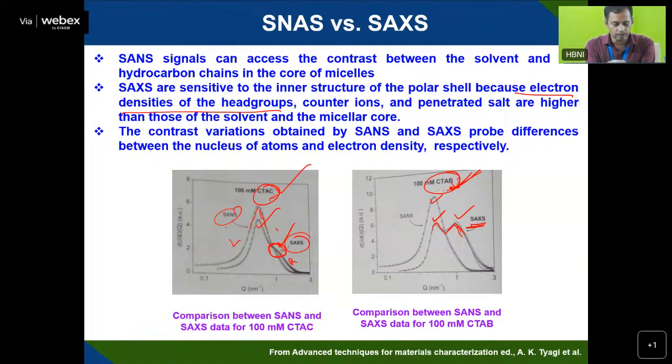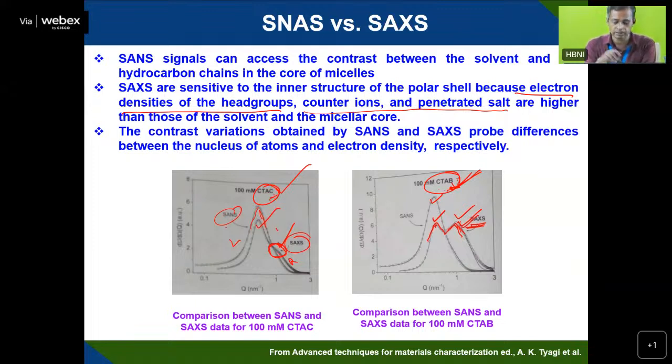So the SANS signal can assess the contrast between the solvent and the hydrocarbon chain in the micelles, like the hydrocarbon chain as well as the bromine and chlorine. That contrast it can measure. In the case of SANS, only the hydrocarbon chain is visible, but SAXS is sensitive to the inner structure of the polar shell because of the electron density of the head groups, counter ions, and penetrated solvent. Those things are there, so you can get information for the head as well as the tail, that is, the hydrocarbon chain.